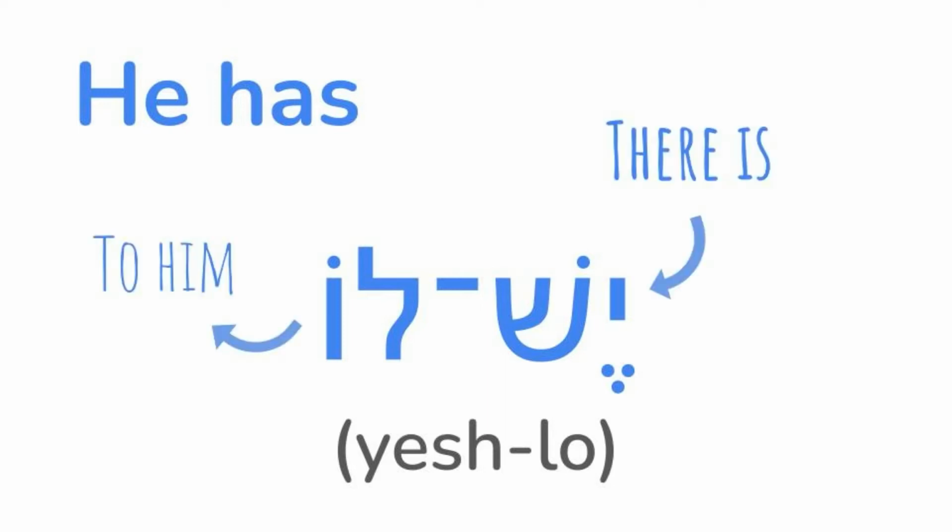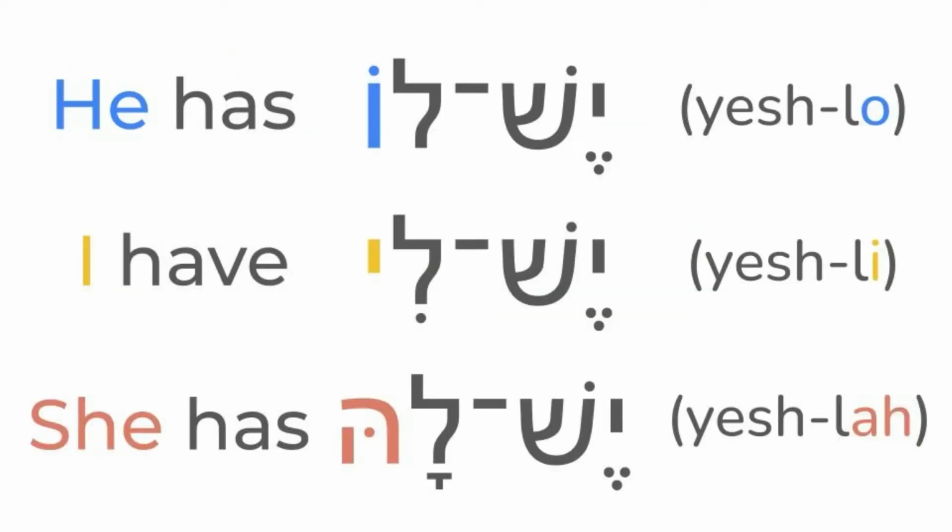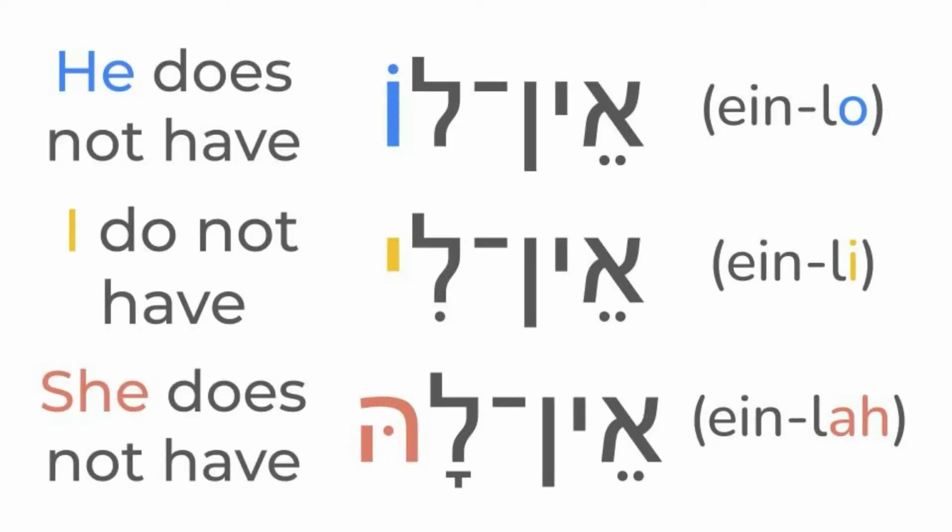has. Literally, Yeshlo means yesh, there is, lo, to him, which is how you say he has in Hebrew. Also, you can change the vav at the end, the o sound, to make yeshli, I have, and yeshla, she has. Since ein is the opposite of yesh, we can swap them in this expression and say ein lo, he does not have, ein li, I do not have, or ein la, she does not have.